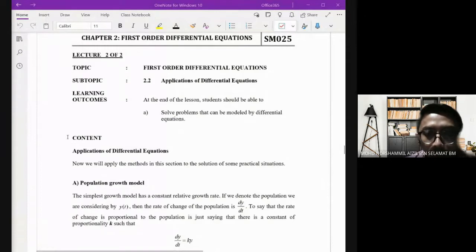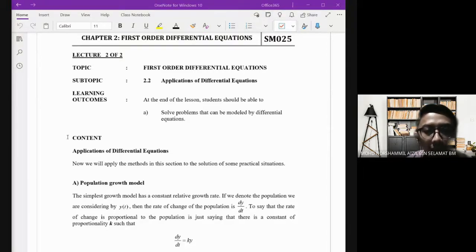Okay, so for today we are going to proceed with lecture 2, which is the last lecture for second chapter, first order differential equations. Okay, recall it back. Last time we have done completely with separable case and non-separable case. Yang mana separable case yang kita pecah kiri kanan tu. Kiri dy, kanan dx kan. Sorry, kiri dy, kanan dx kan.